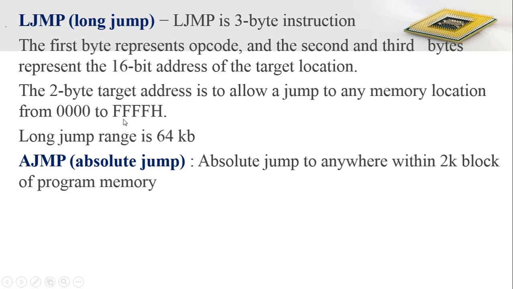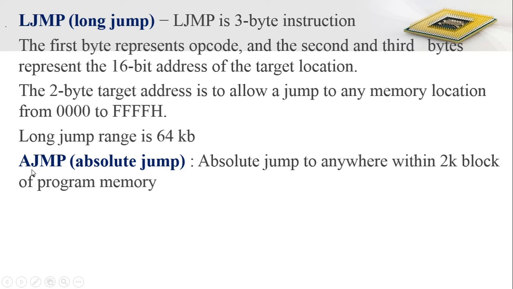This indicates the various byte addresses of different bytes in a 64 KB memory. So long jump allows a jump anywhere inside a 64 KB memory. It's a 3-byte instruction, the first byte indicates the opcode and the remaining 2 bytes indicate the 16-bit target address. And this is the keyword for long jump, that is LJMP.